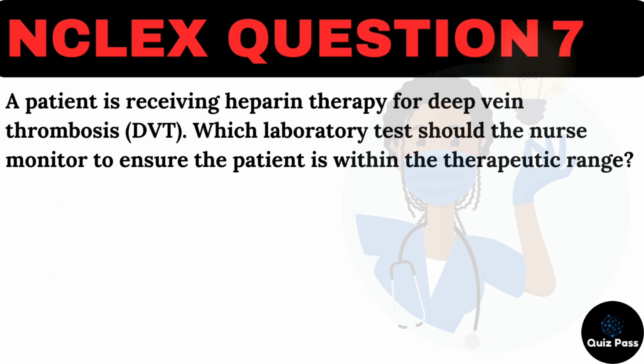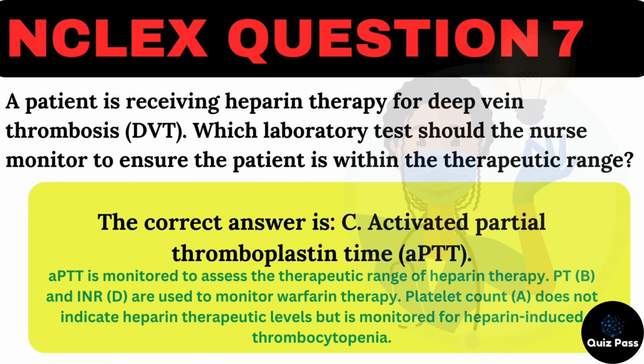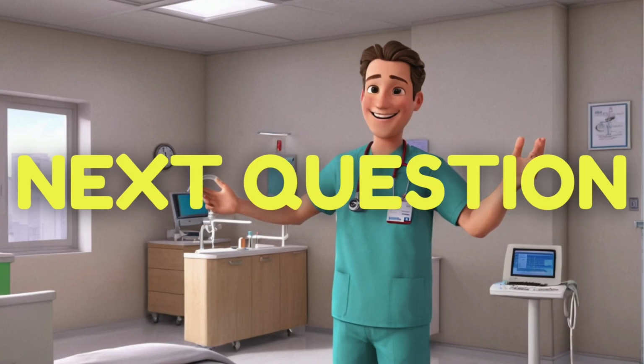The correct answer is C. Activated partial thromboplastin time, APTT. APTT is monitored to assess the therapeutic range of heparin therapy. PT, B, and INR, D, are used to monitor warfarin therapy. Platelet count, A, does not indicate heparin therapeutic levels, but is monitored for heparin-induced thrombocytopenia.